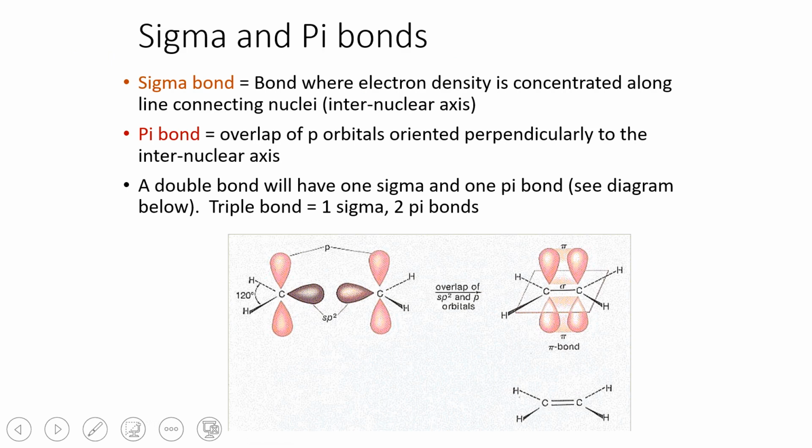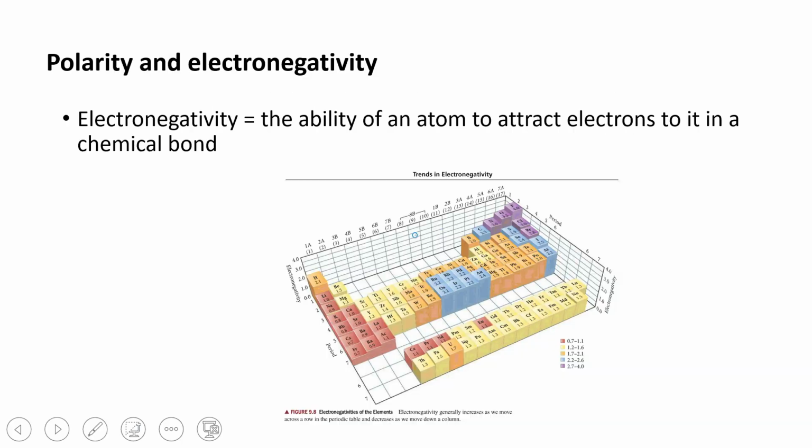The sigma and pi bonding: there are different ways in which electrons can overlap. I don't know how likely you will be tested on this one this year, but you can review this a little bit. And then our last topic in here has to do with polarity and electronegativity. Electronegativity is the ability of an atom to attract electrons in a chemical bond. And this is something that gets brought up in Unit 1. You want to be able to understand this periodic trend here.